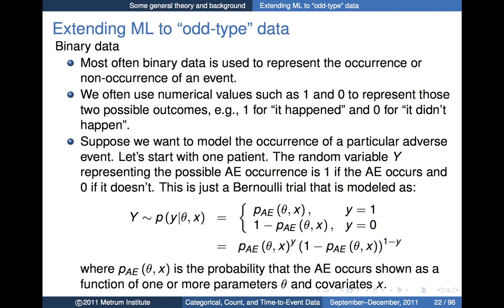And it turns out that once we talk about this in terms of the likelihood, as opposed to starting out from square one and talking more heuristically about things like least squares estimates, the concept translates pretty readily to our so-called odd type data. So let's go to binary data.